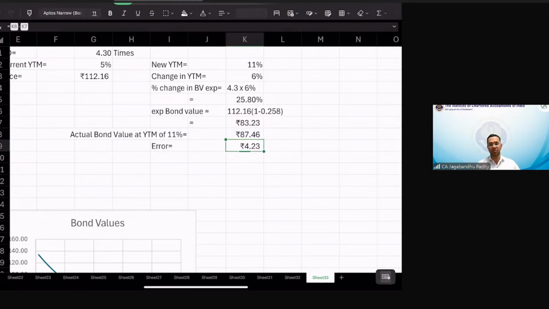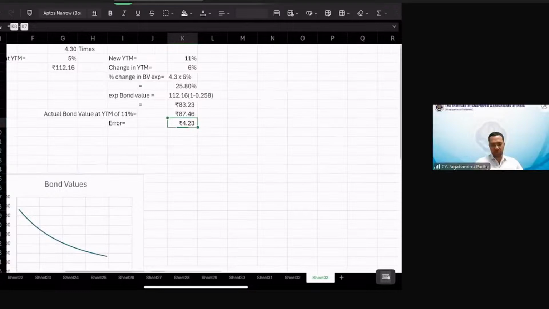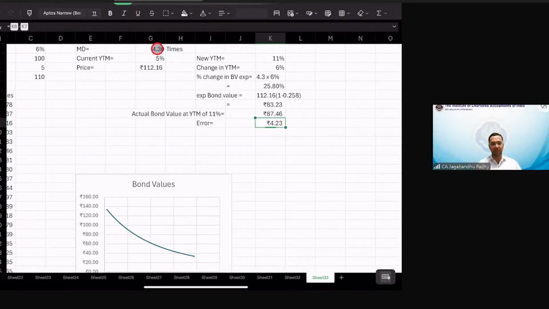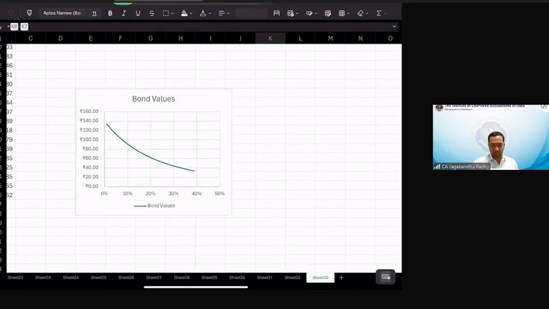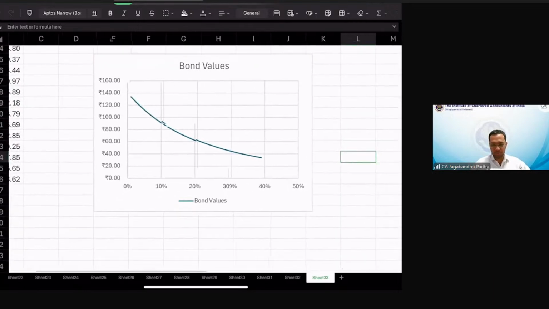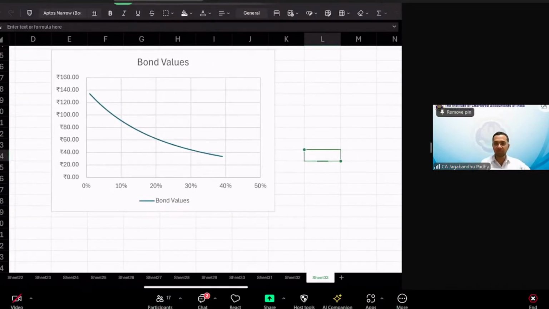Now why is that error over here? Let me just show it to you. Why is it the case? We computed the modified duration to be 4.3 at a YTM of 5%. Now, this modified duration was percentage change in bond value for 1% change in the YTM. Have you heard something called the slope of a function or a slope of a curve? That slope concept is actually applied over here, the differentiation or the derivative they say.